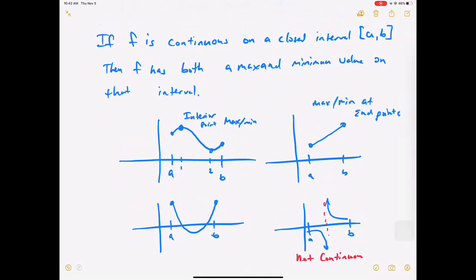Okay, there are only two possibilities, right? It's either going to happen on the inside or it's going to happen at the end. But for the parabola, wouldn't the minimum point be in the interior? Yeah, it's interior, right? Okay.